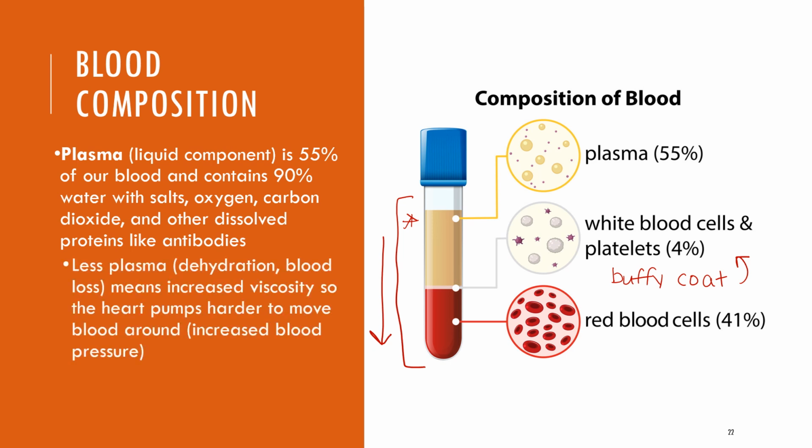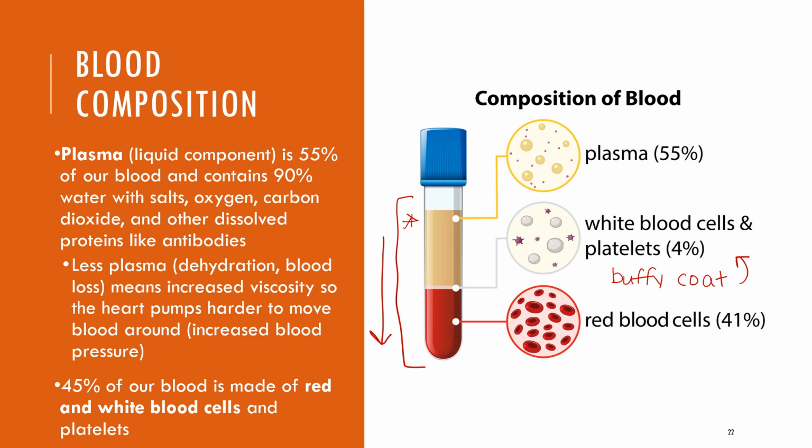Now, the less plasma you have from dehydration or blood loss means your blood is going to get thicker. There's going to be more cells and less liquid, so it's going to have a harder time flowing. That means your heart has to pump harder. That increases your blood pressure, and it can just cause problems down the road. So living in a constant state of dehydration makes your blood work harder, which actually kind of gives you less life, because as the heart works harder, it's going to wear out sooner.